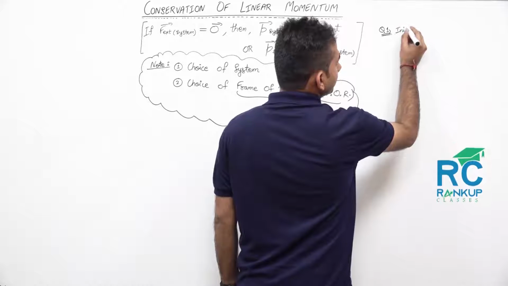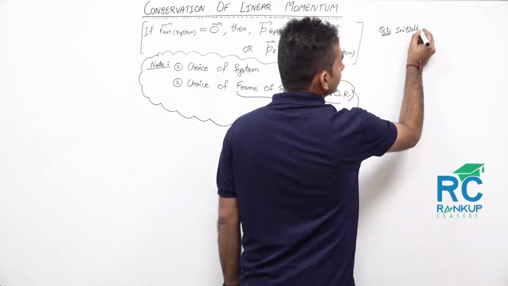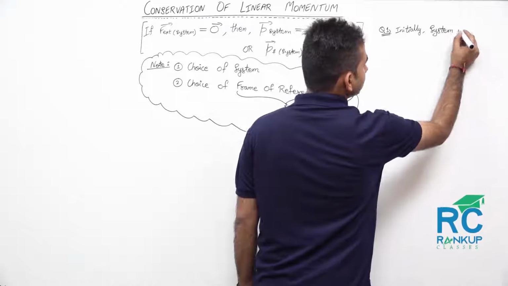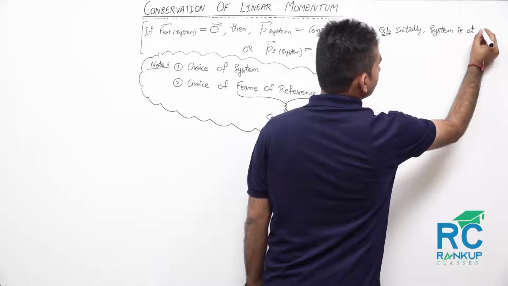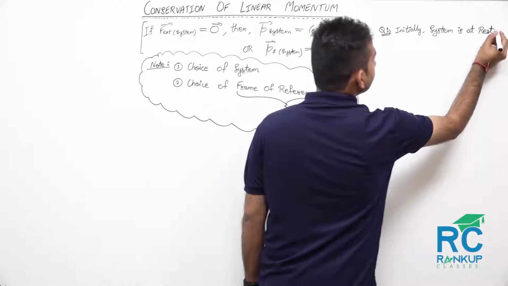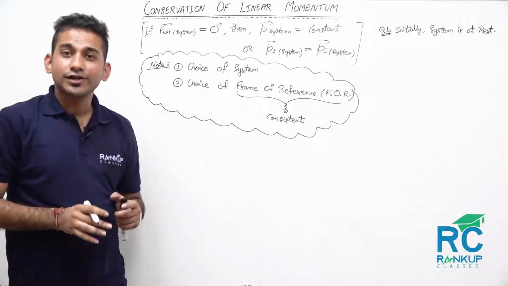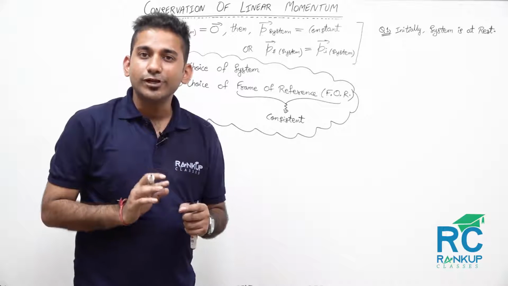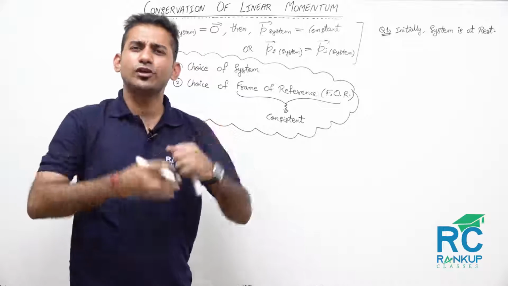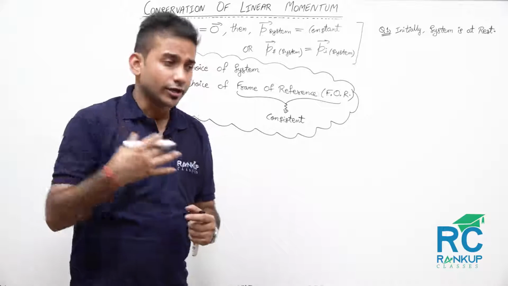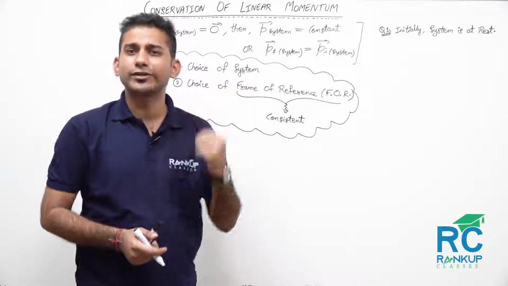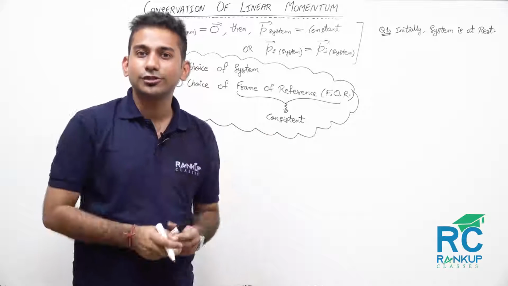Initially, the system is at rest. The examiner is telling you that initially the system is at rest. See, whenever we say that the system is at rest, I'm not saying that the velocity of the center of mass is equal to 0 and there can be individual particles, a few of them moving in the positive direction, the rest moving in the negative direction, and they nullify the velocity of the center of mass.